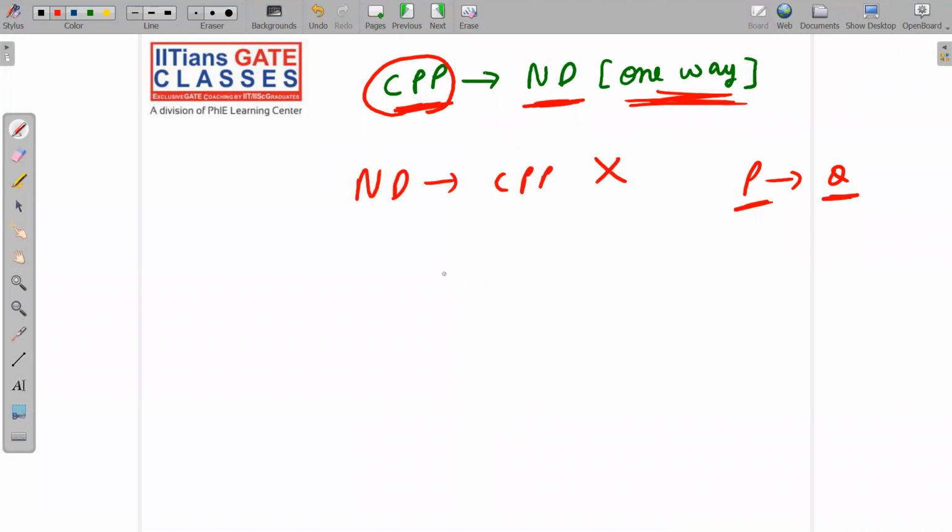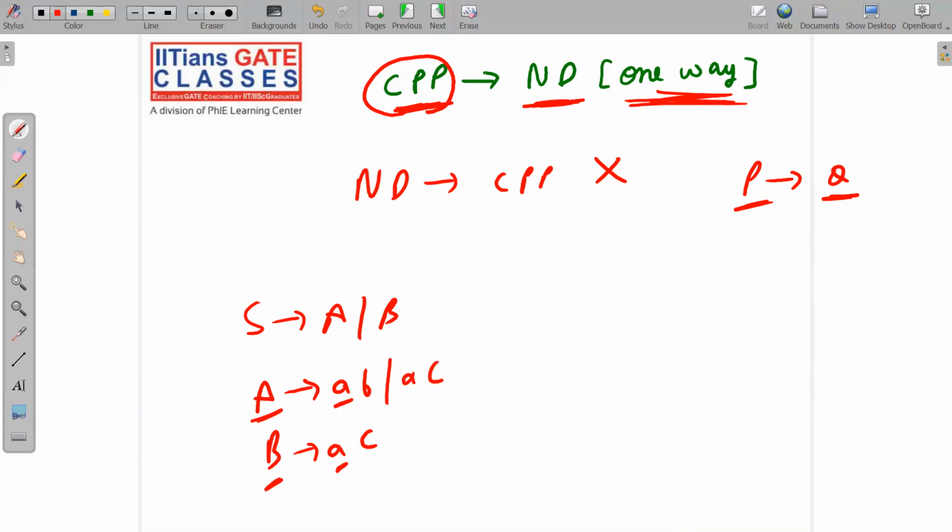For example, if I say S goes to AB, A goes to AB, and B goes to AC. Now, first of all, please note it down carefully. You cannot say, sir, this A and this A are the same, so this is a problem. No, no, no. The left hand side is different.